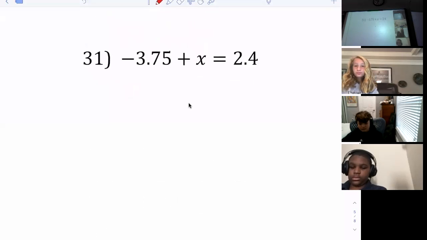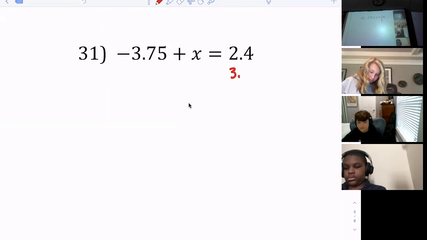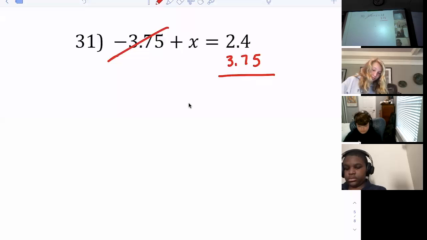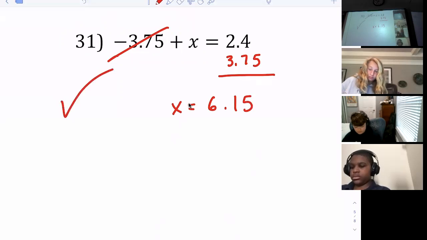Here we go. 31. Again, reviewing the decimal. What do I do to both sides? Add 3.75. All right. Now, again, if you're not comfortable, put down the 3.75. Cross out this guy over here. X equals 6.15. And look, if you know that, give yourself a check.